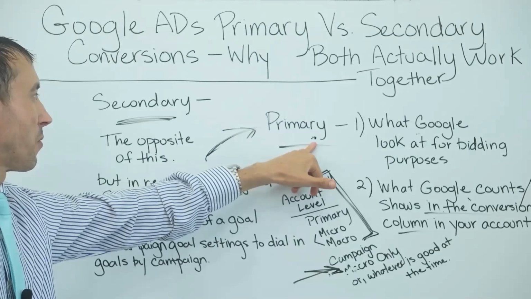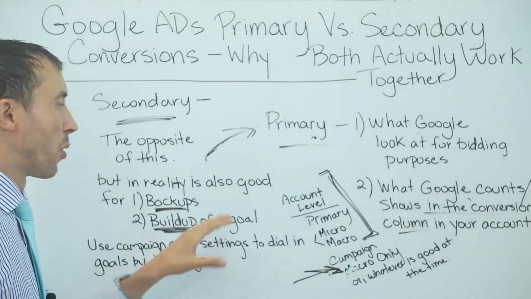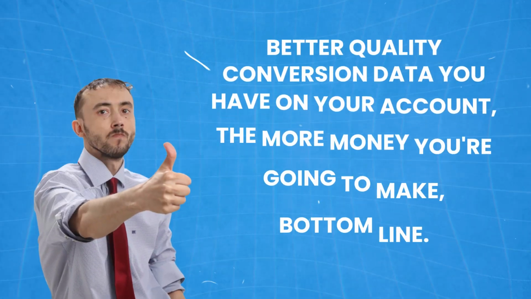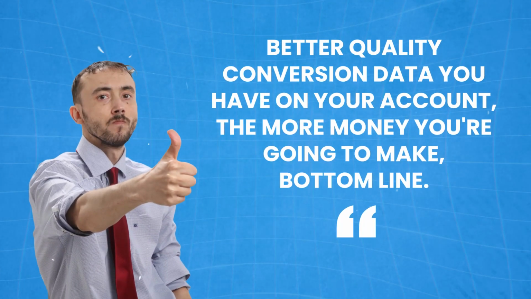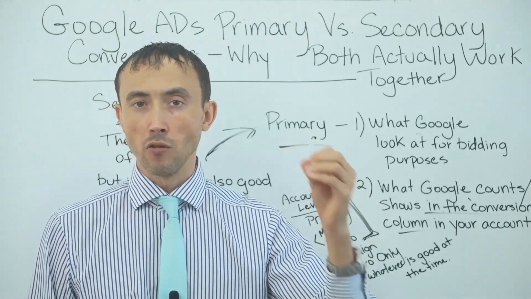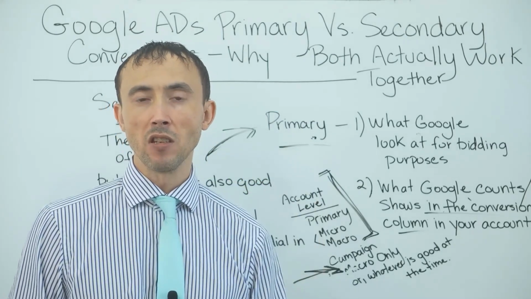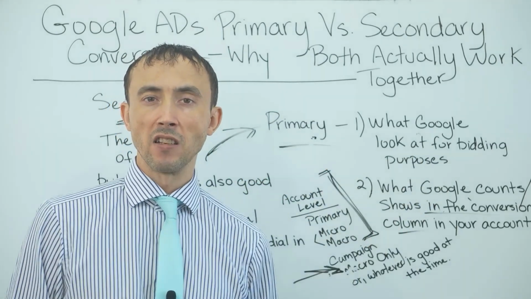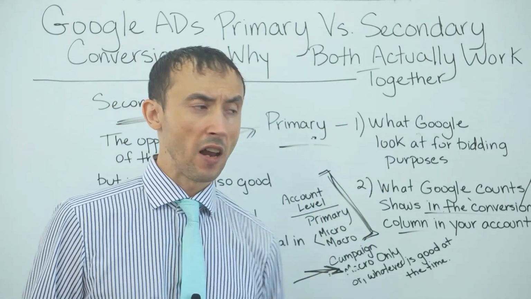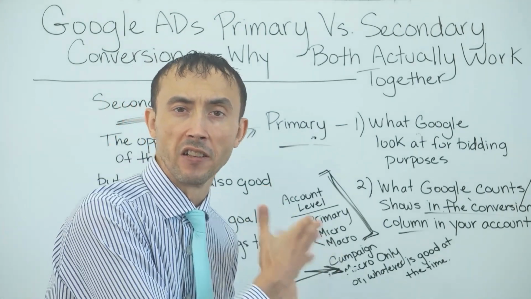How and what's the difference between the primary and secondary goals, how you're going to utilize them both to your advantage. They both have their use, and going further than that, just know the better quality conversion data you have in your account, the more money you're going to make, bottom line. You can fight and kick and scream all that you want about how hard it is to set up conversion tracking, and you don't have time to do this and that, and you just want to turn on your ads and have it work. Google works as it works. If you're not getting the results that you're looking for and you haven't done what I just told you here, you can't complain at the very least, okay?